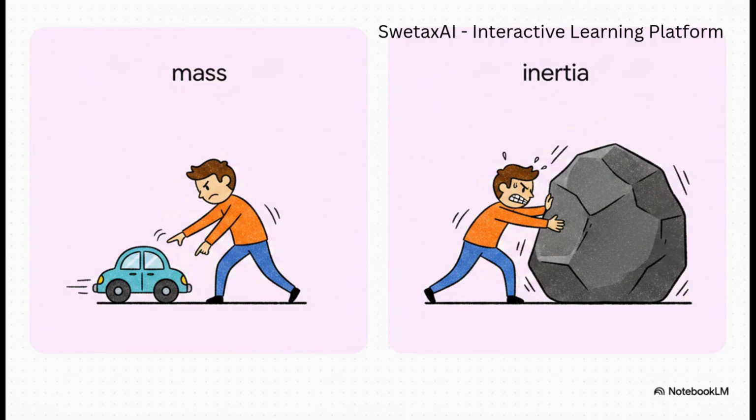And here's the secret to the whole thing. Inertia is deeply, fundamentally tied to mass. The greater the mass, the greater the inertia. Think about trying to push a tiny toy car versus pushing a real full-sized heavy car. That heavy car stubbornly wants to stay exactly as it is unless it's explicitly forced otherwise.